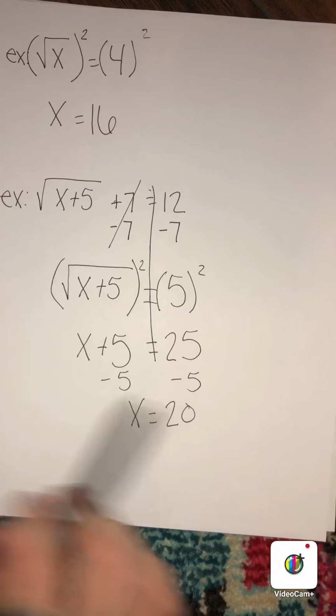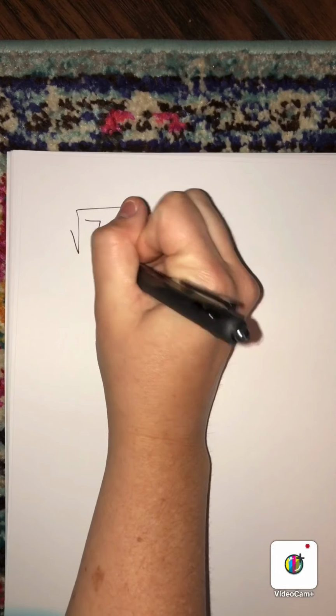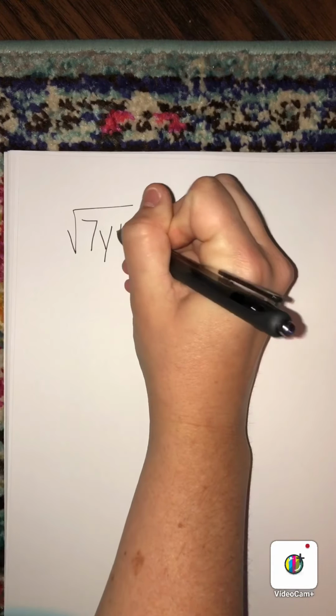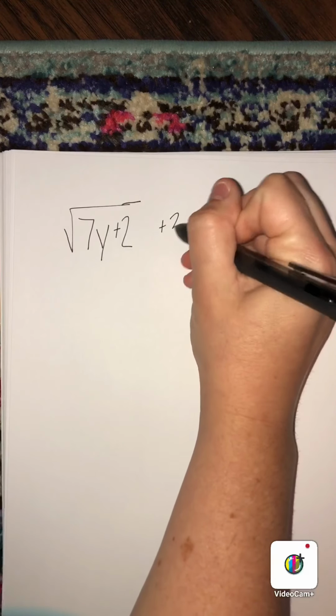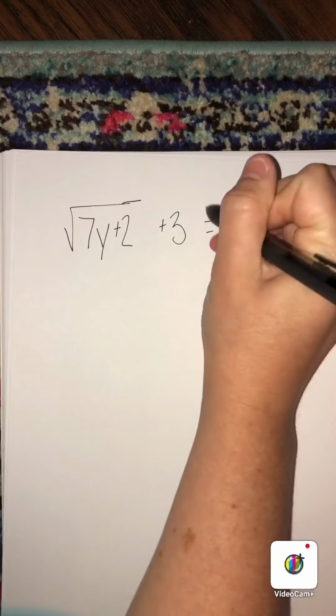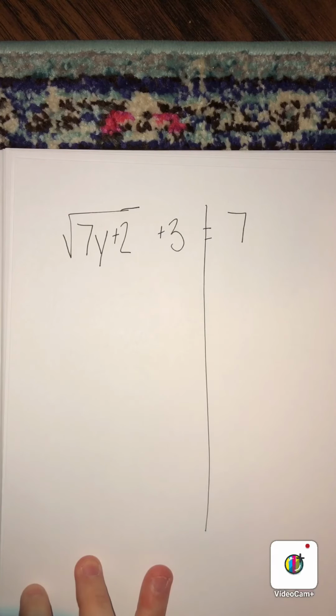All right, and we're going to try one more. I'll do it on this piece of paper. I've got the square root of 7y plus 2. That's all under the radical. Then over here I have plus 3 equals 7. All right, what I want you to do is go ahead and pause this video, and I want you to try this one on your own.